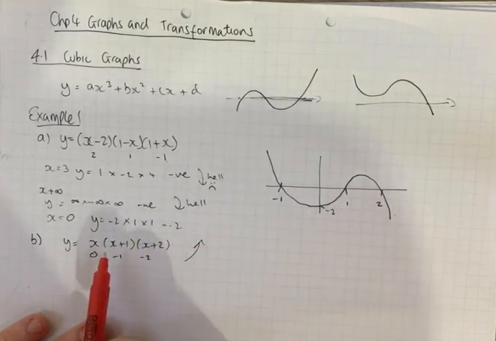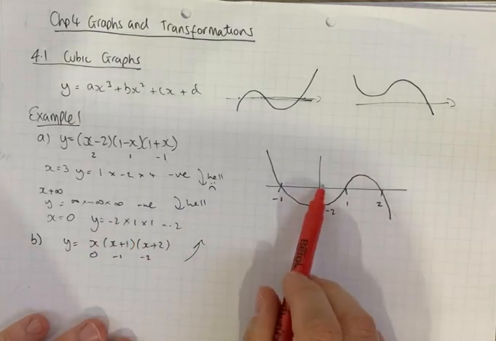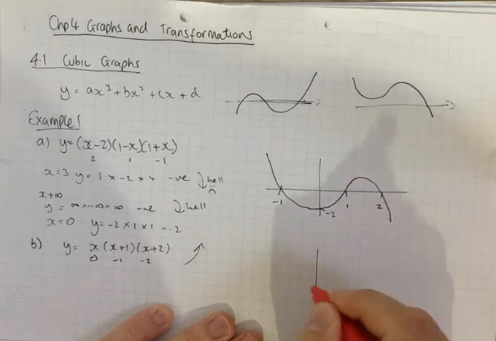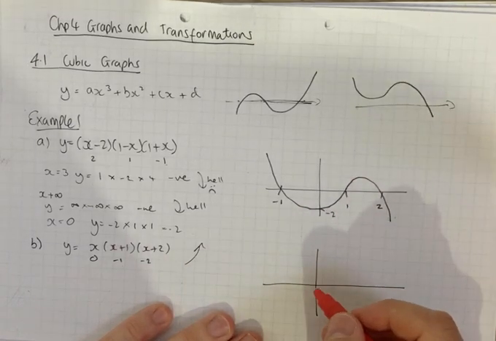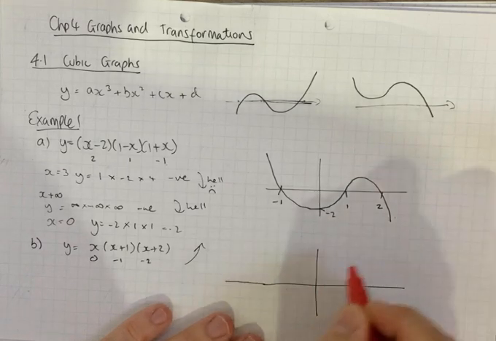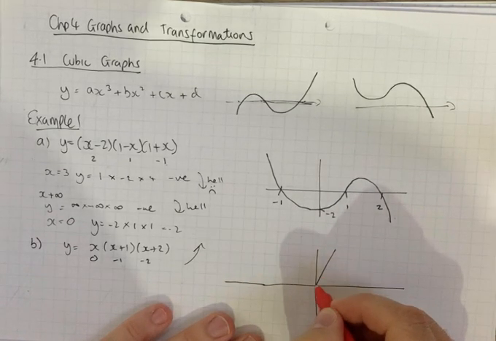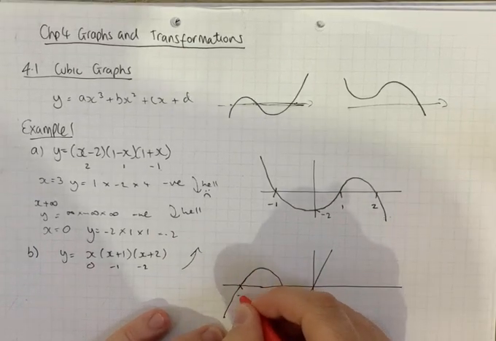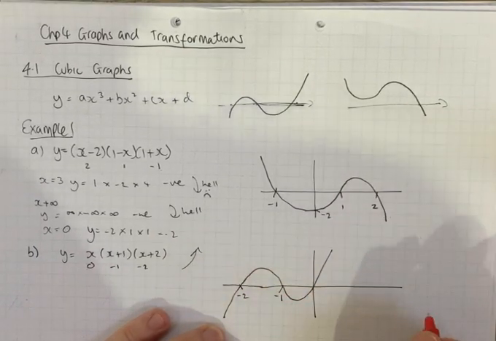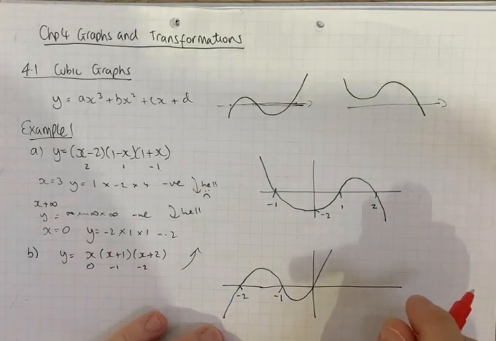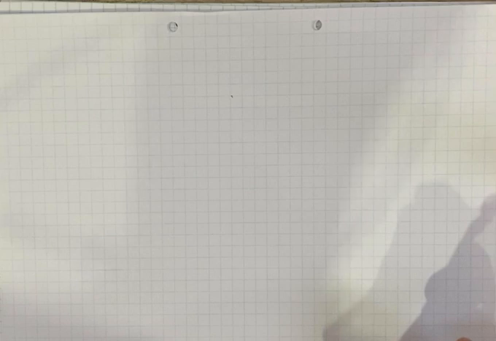Where's it cross the y-axis? When x is 0, it's going to be 0, so it's going to cross through the origin. We knew that anyway. So just putting those together, it's going to go through the origin, minus 1, minus 2, go off to heaven. A cubic. Okay, let's look at example 2.